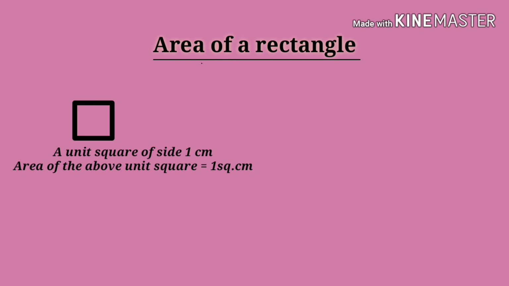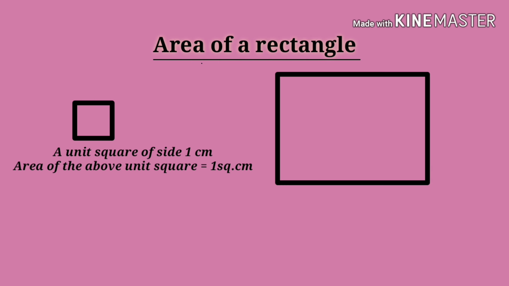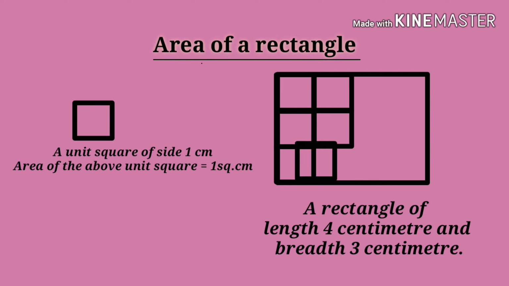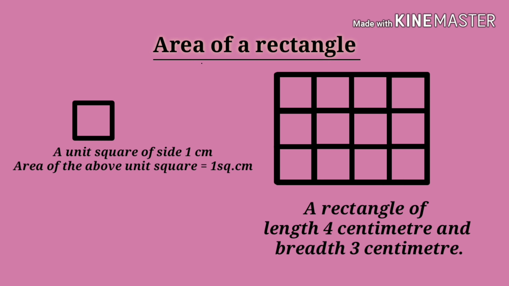Let's now find the area of a rectangle. For this, we need a unit square of convenient size. Here we are going to find the area of a rectangle whose length is equal to 4 centimeters and breadth is equal to 3 centimeters. Therefore, I have selected a unit square of side 1 centimeter. Now I started placing these unit squares within the rectangle, and I see that I require 12 unit squares to fill this rectangle.